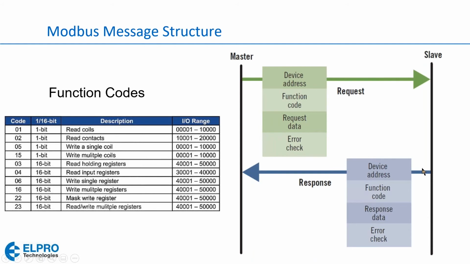The response from the slave is structured very, very similarly. It specifies a device address, then it specifies the function code, and it includes all of the data. And then lastly, the CRC error check. So a Modbus request message is typically very short.